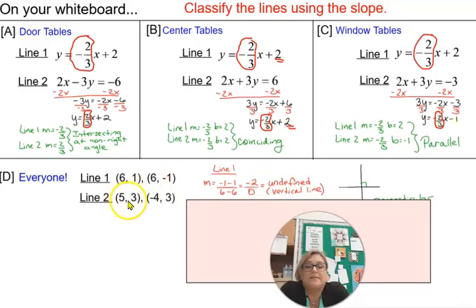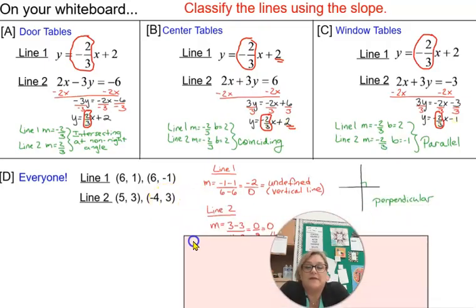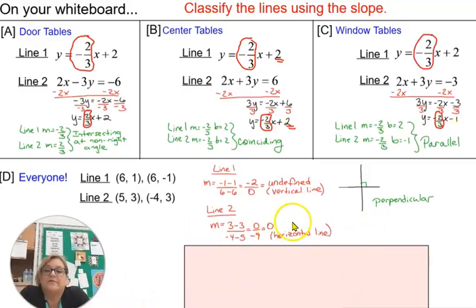Line 2 passes through 5, 3 and negative 4, 3. When we do the difference of the y's over the difference of the x's, we get a horizontal line. The slope is 0. A vertical line intersected by a horizontal line, those are going to meet at a right angle. And so the vertical and horizontal are perpendicular.